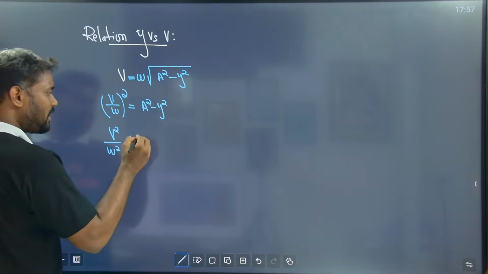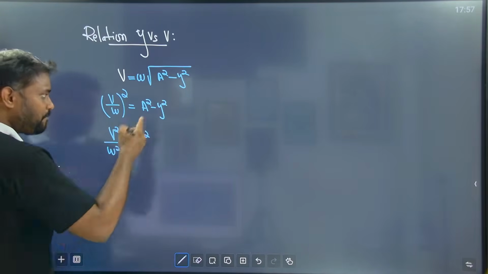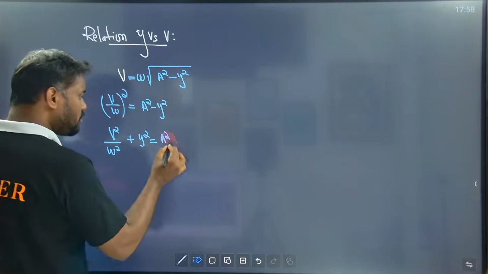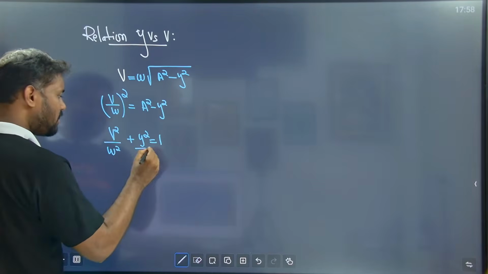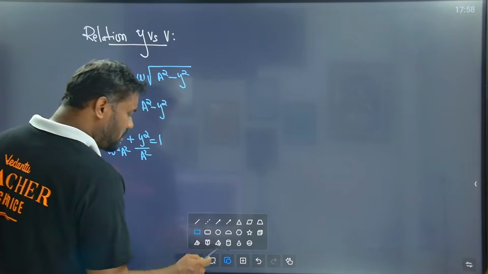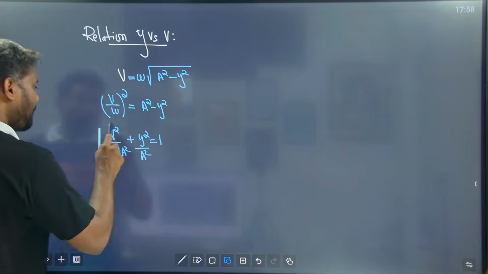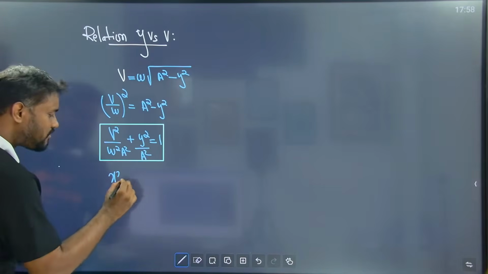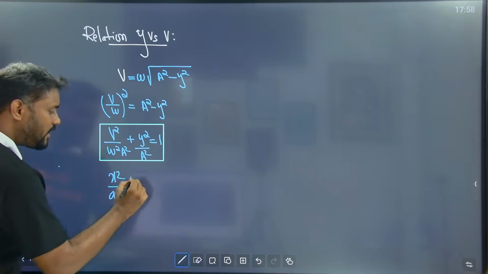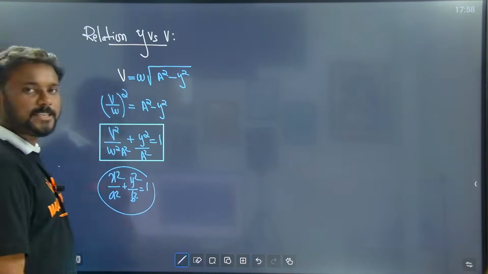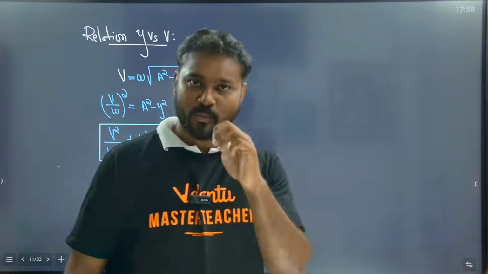Here I brought this side down, plus y square. So if I take the a square down, what will come? This becomes 1, this is a square. So what is the equation? x square by a square plus y square divided by b square is equal to 1. What is the nature of that? This is the elliptical nature. So this is an ellipse.